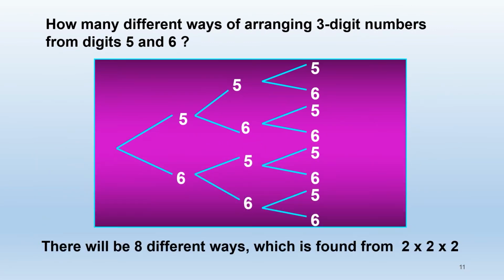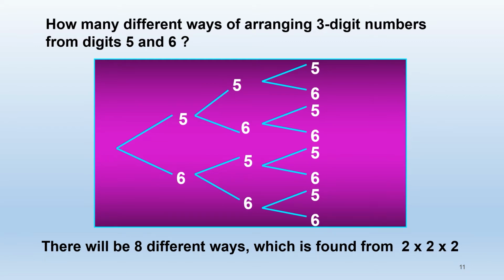How many different ways of arranging 3-digit numbers from digits 5 and 6? Berapa banyak cara ataupun untuk kita susun 3 digit from digits 5 and 6. Kita ada dua ni saja, 5 and 6, okay? So untuk yang pertama, for the first option, you will have these two, 5 and 6. And then for the second digit, you will have 2 options as well, 5 and 6. And then for the third option also, you will have 5 and 6 as your option.